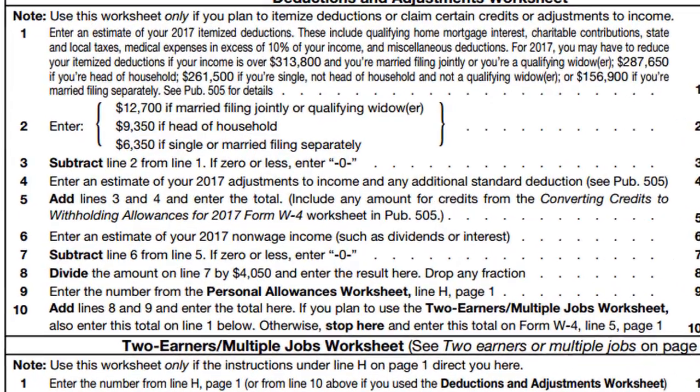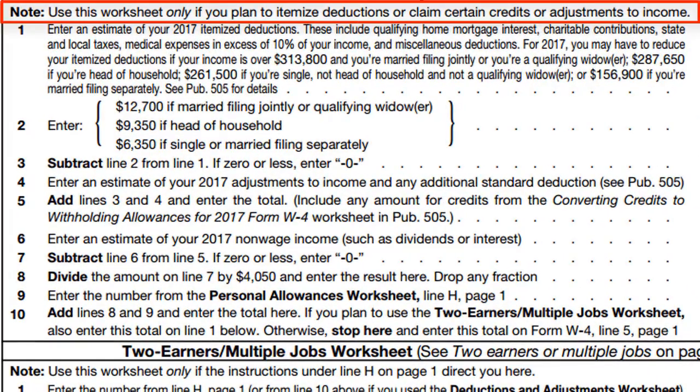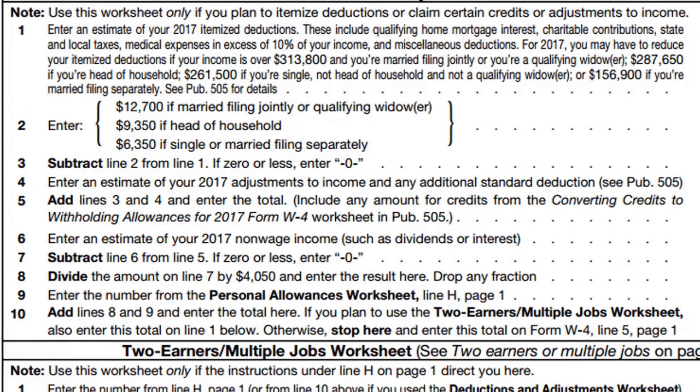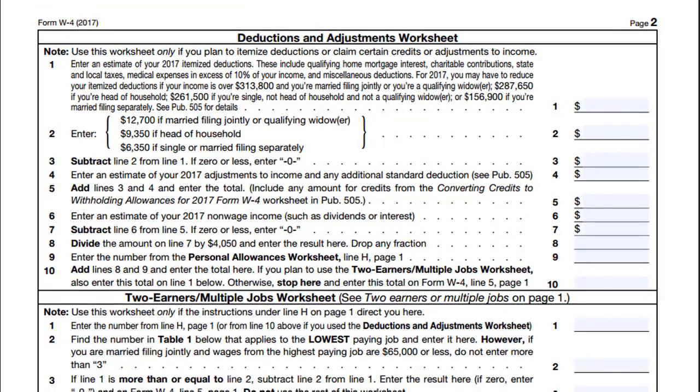There's a note that reads, "Use this worksheet only if you plan to itemize deductions or claim certain credits or adjustments to income." Susan has started a business with My Econ, so she plans to claim adjustments to income based on the business expense deductions she plans to claim in her business.